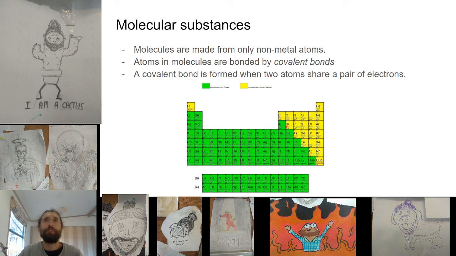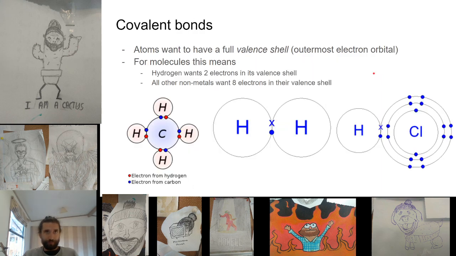Atoms in a molecule form bonds, and they are called covalent bonds. A covalent bond is formed when two atoms share a pair of electrons. So, let's have a look what that means. You may remember from last year, atoms want to have a full valence shell, that's the outermost electron shell.